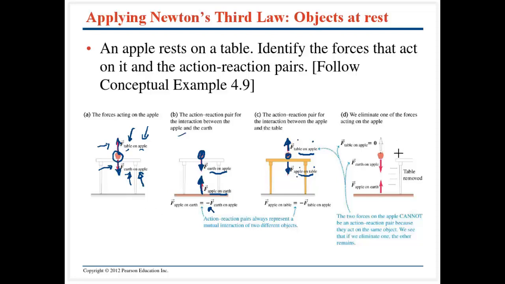And we can eliminate one of the forces acting on the apple. If we remove the table, an action-reaction pair still needs to exist. In this case, it's going to be the force of the earth on the apple and the force of the apple on the earth, and the apple will accelerate down towards the earth.